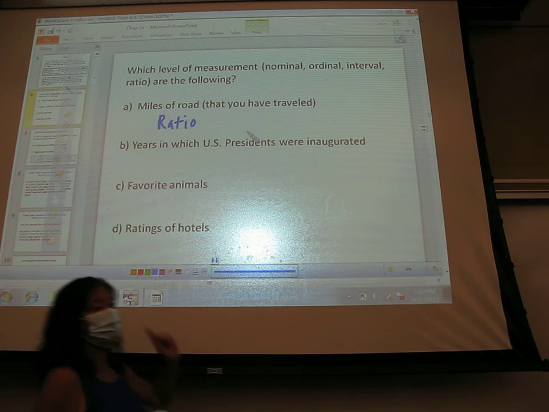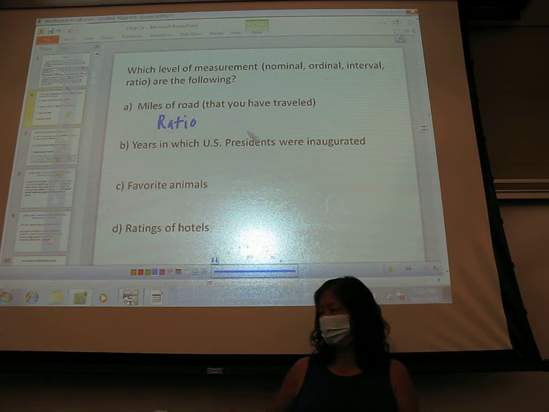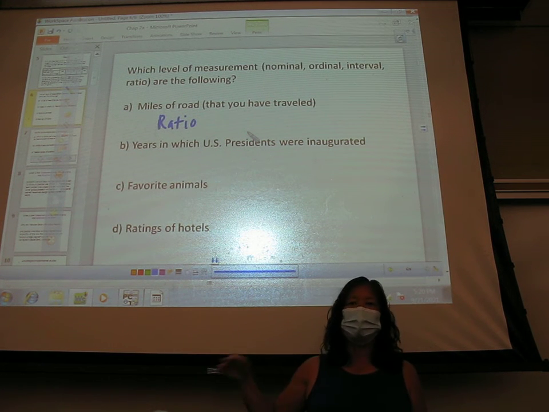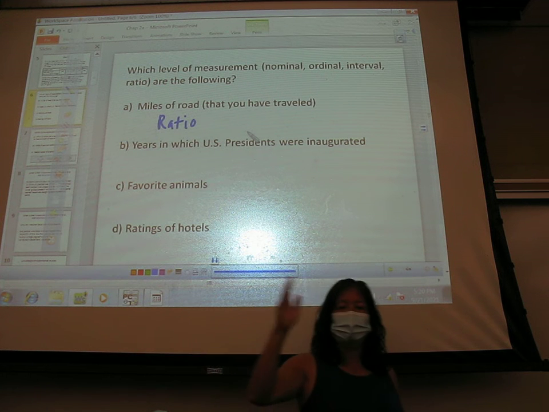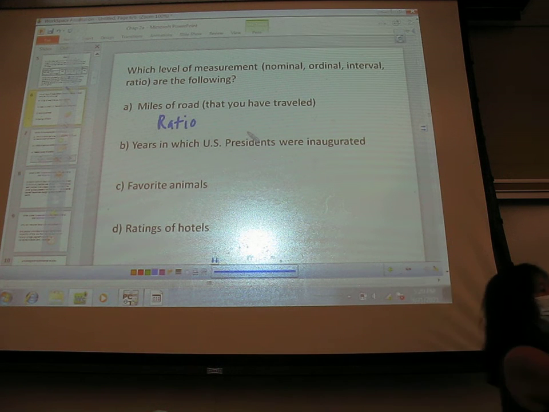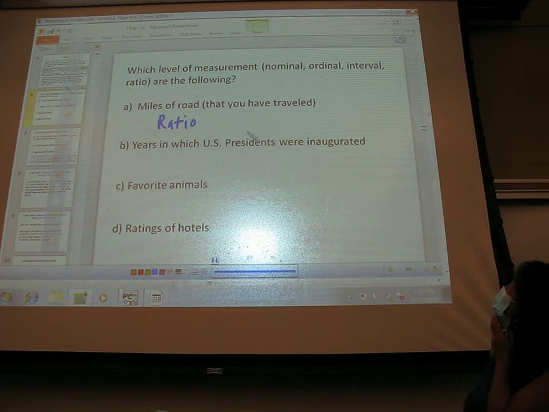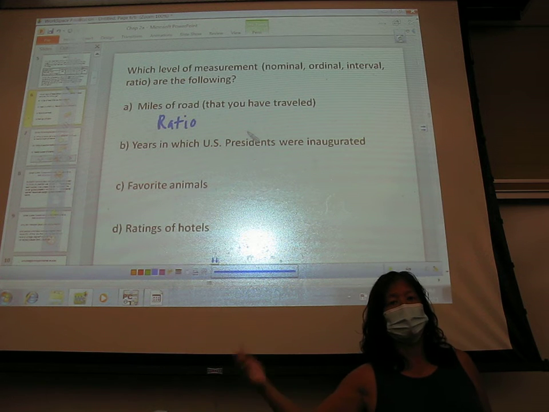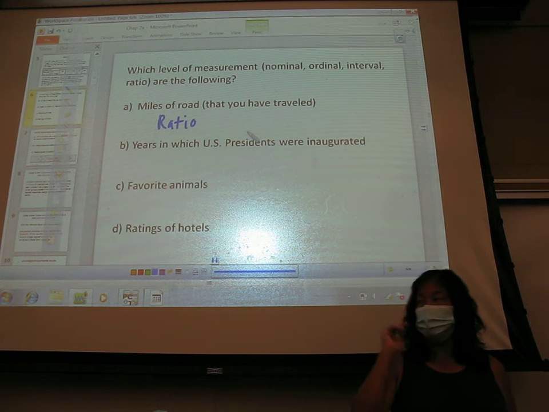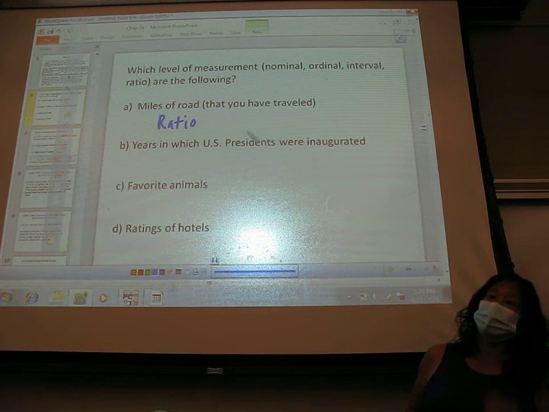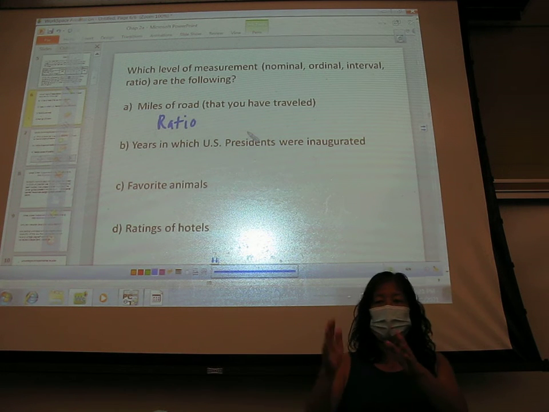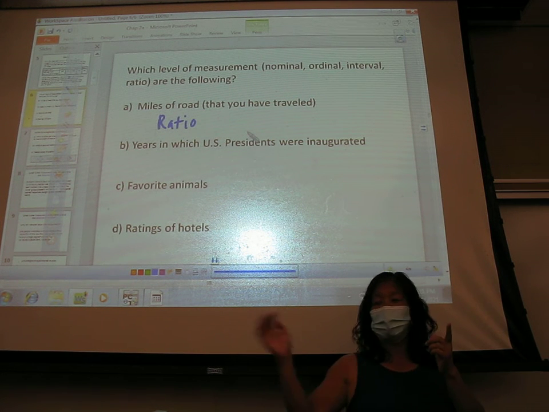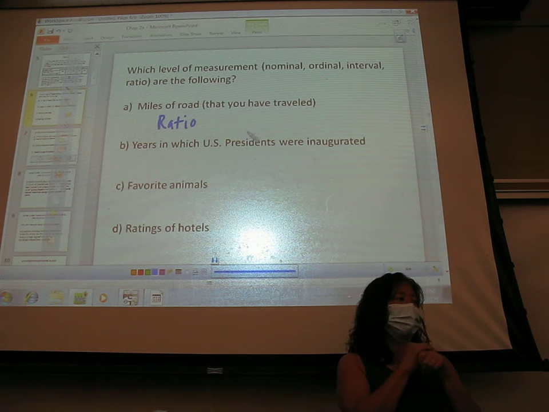Years in which U.S. presidents were inaugurated. All right, so looking back, we got like say 2000, right? They're inaugurated every 4 years, regardless of if they're reelected or not reelected. So 2000, 2004, 2008, 12, 16, 20. Are they in order? Is there an order? Like is 2004 before or after 2000? Okay, good. Are they interval? So are they all kind of equally spaced apart? Yeah, they actually are. They're inaugurated every 4 years.